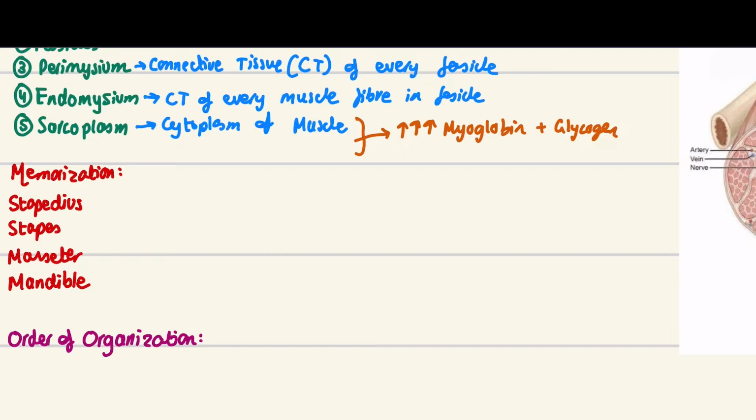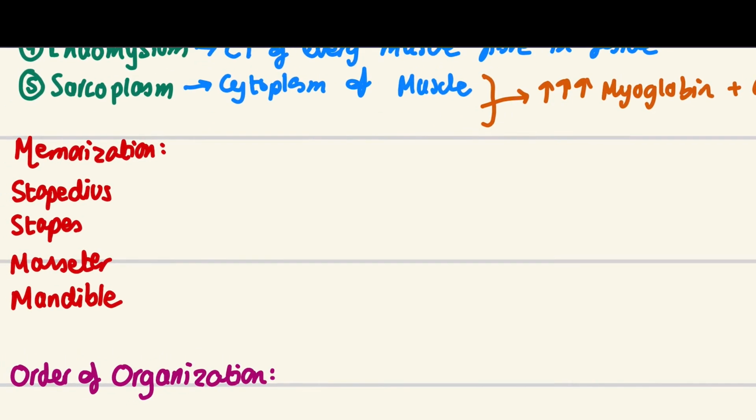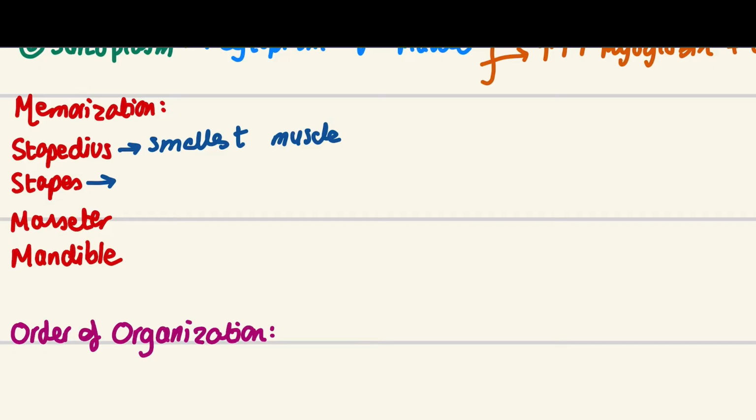Alright guys, let's move on to memorization. Memorization is not a difficult thing, but again your MDCAT just loves to give you questions like these: what is the stapedius? This is the smallest muscle in the body. Specifically in your ear, and it's associated with your auditory system. So smallest muscle, stapedius, and the stapes, I think you will probably figure out, is the smallest bone.